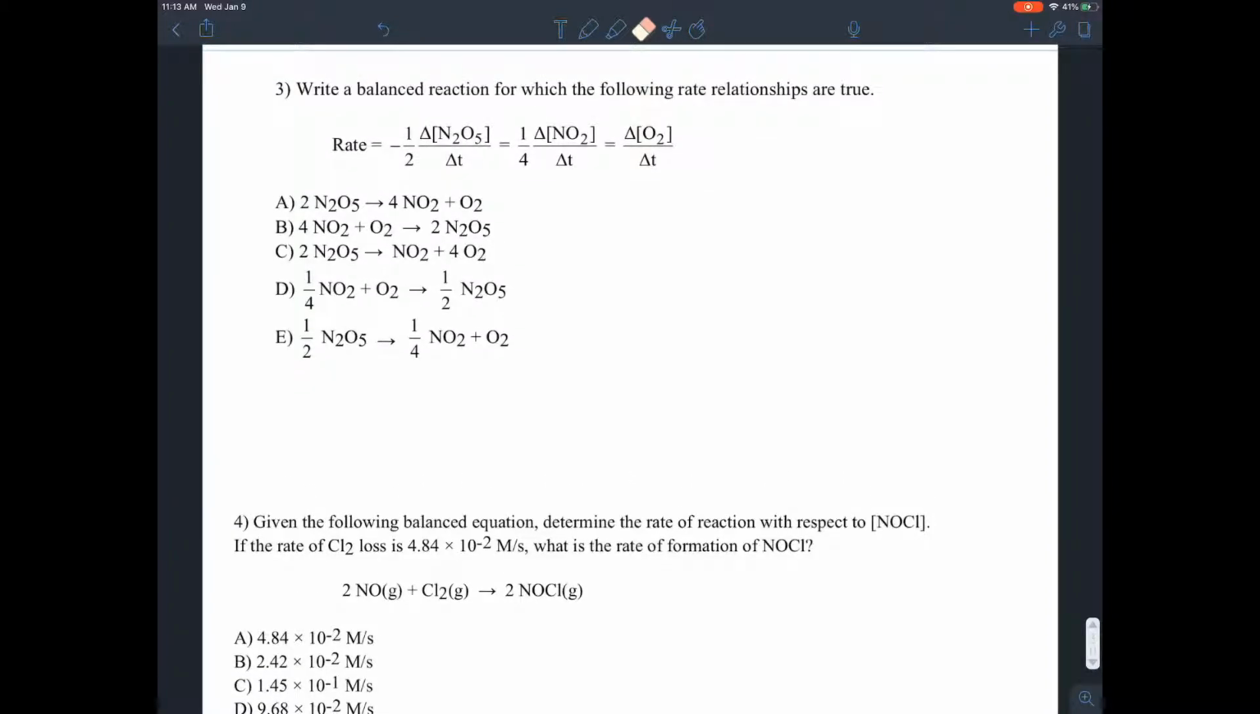So let's take a look at number 3. Write a balanced reaction for which the following rate relationships are true. And let's remind ourselves of a couple of things. The fractions that we see in front of these compounds, if we invert those fractions, then that represents the coefficients in the balanced chemical equation.